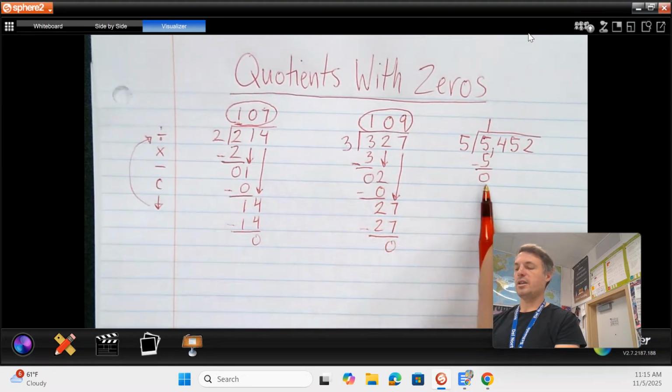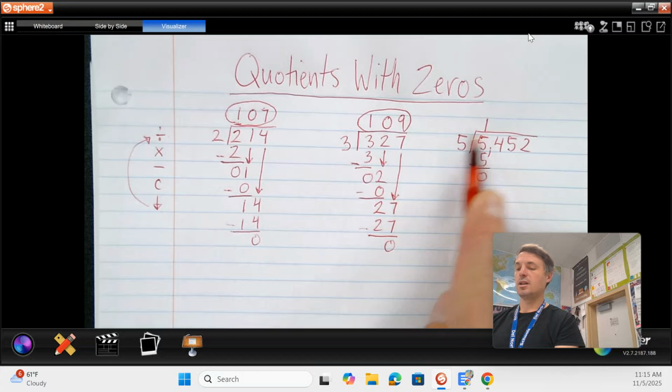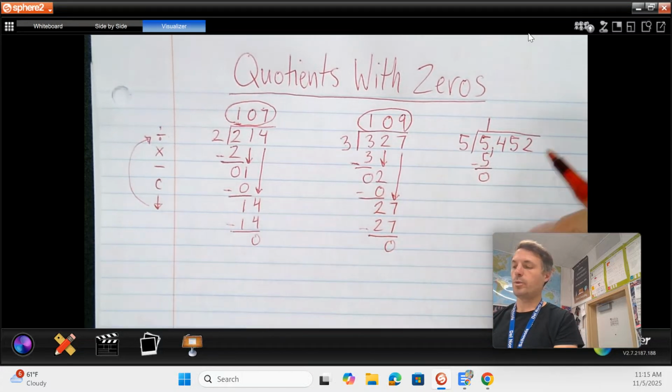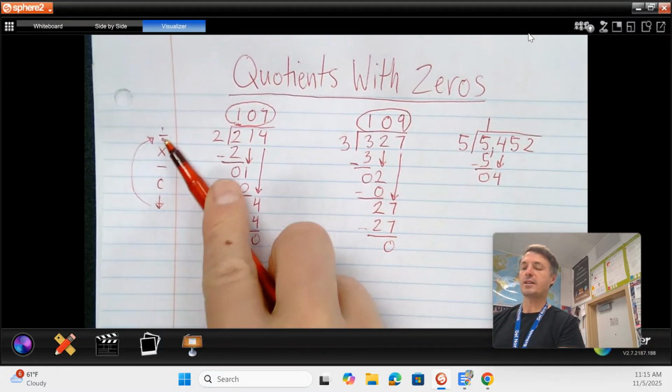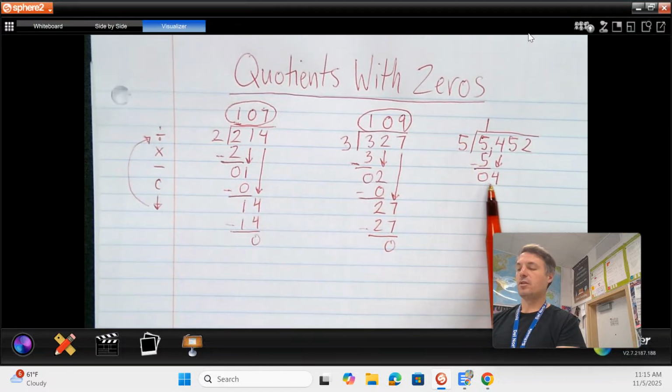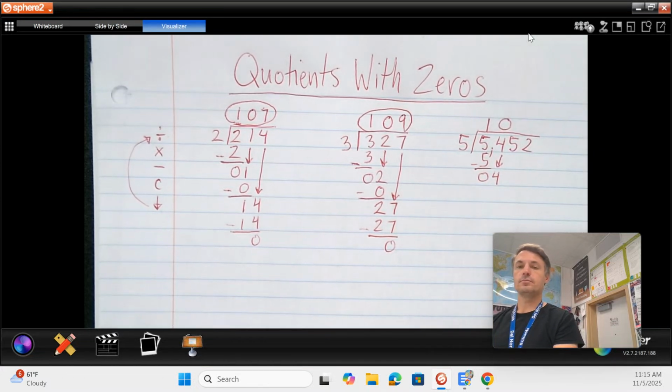Now we compare. Is 0 smaller than 5? Yes, that's how we know this one is correct. Then we bring down. We bring down the 4 next to the 0. After we bring down, we go back to divide. Can 5 fit into 4? No, because 5 is bigger than 4. So we say 5 can fit into 4 0 times.